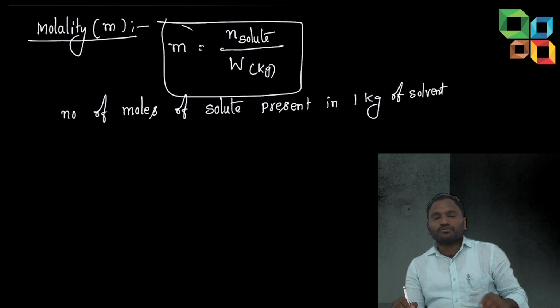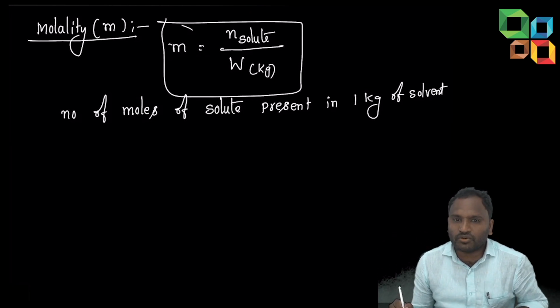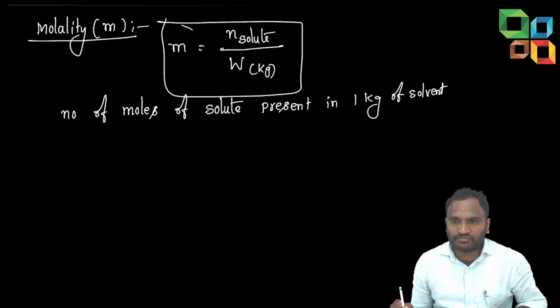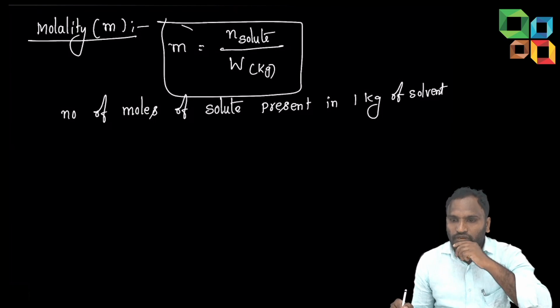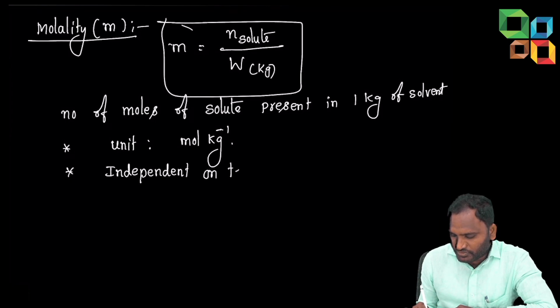The number of moles of solute present in 1 kilogram of solvent is called molality. It is independent of temperature.